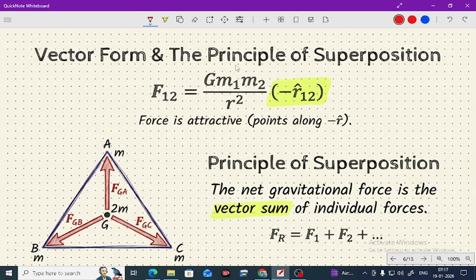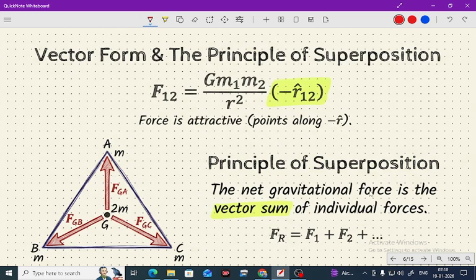Vector form and the principle of superposition. F12 is equal to G m1 m2 by r square, minus r12 hat. It is the unit vector. The force is attractive and points along this r vector. This is the principle of superposition.